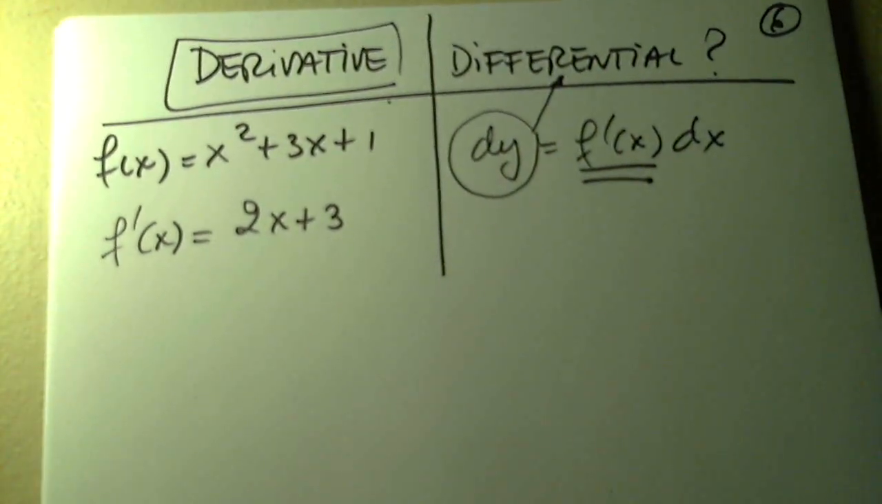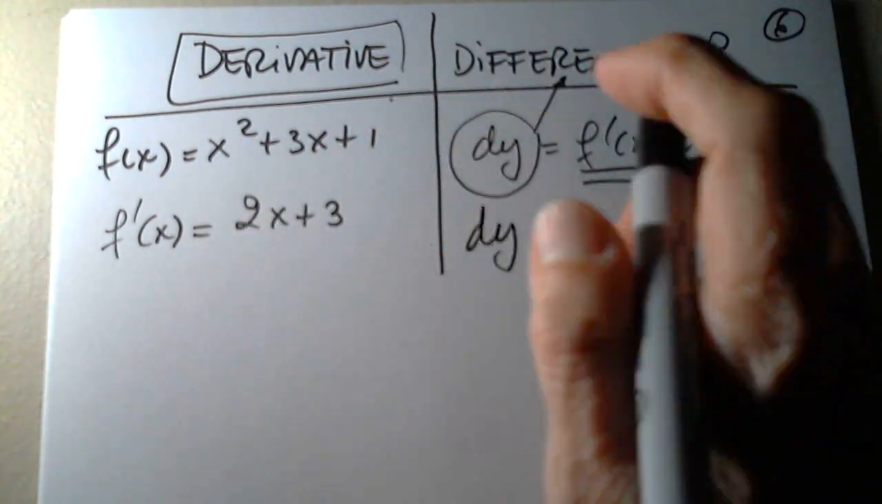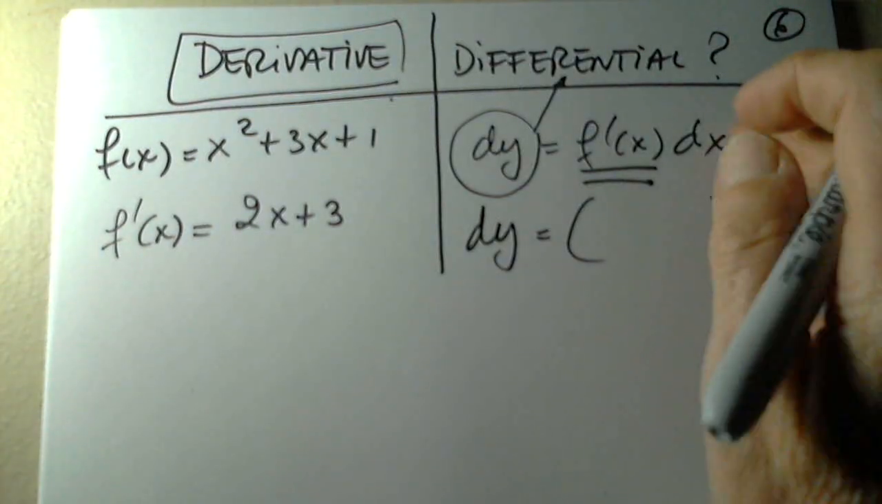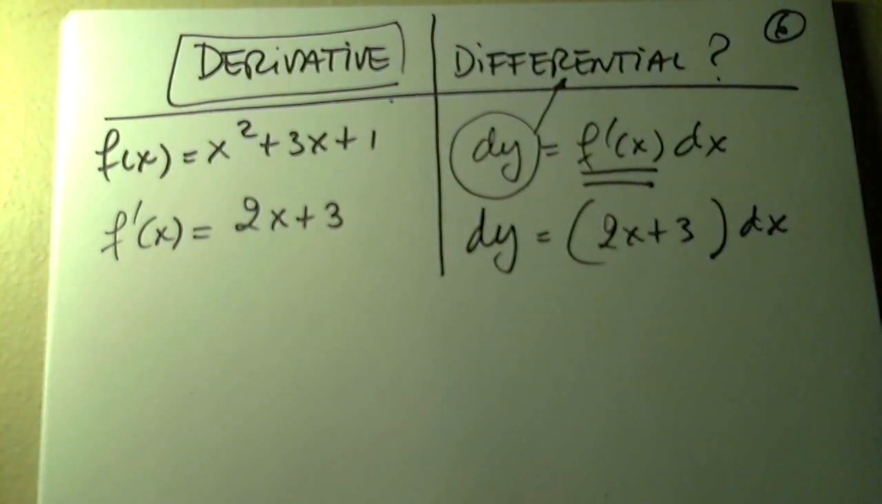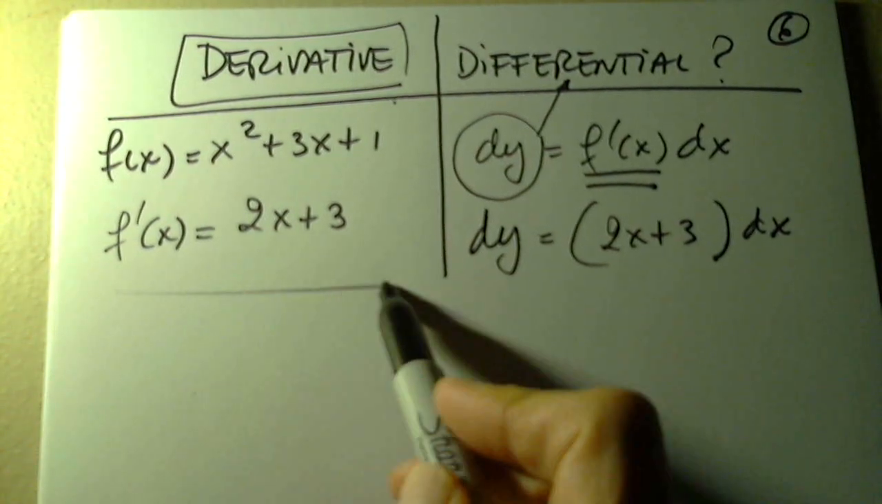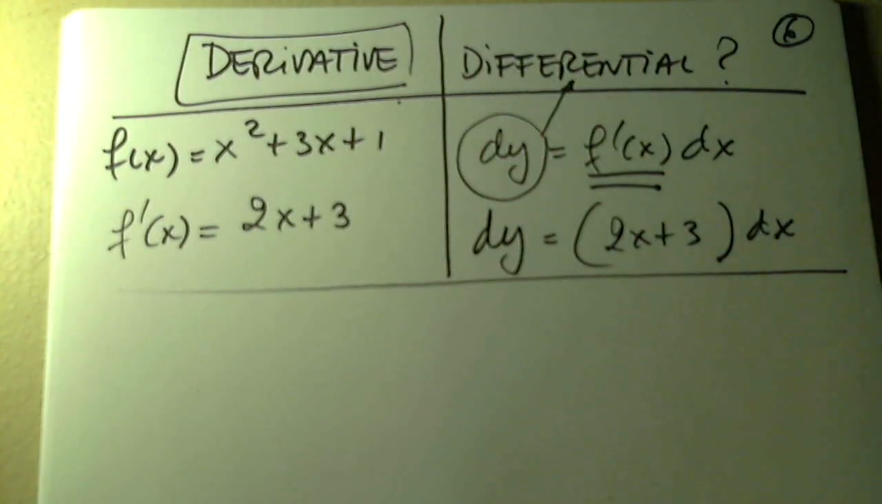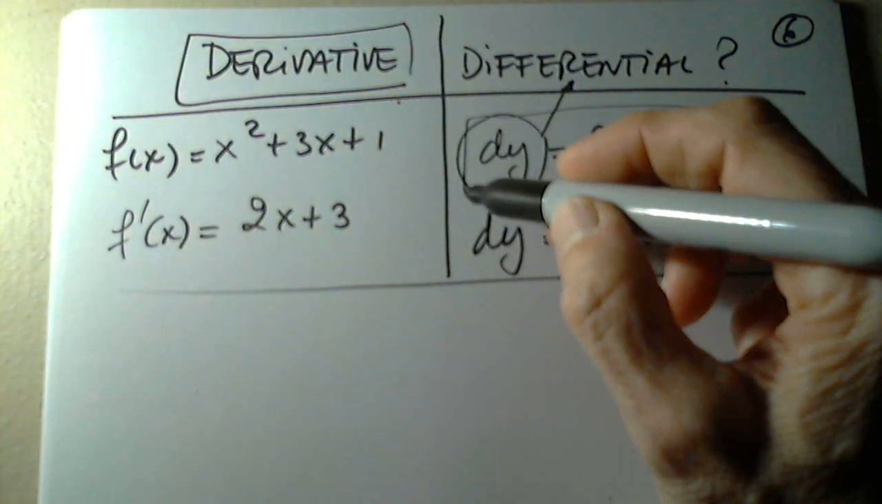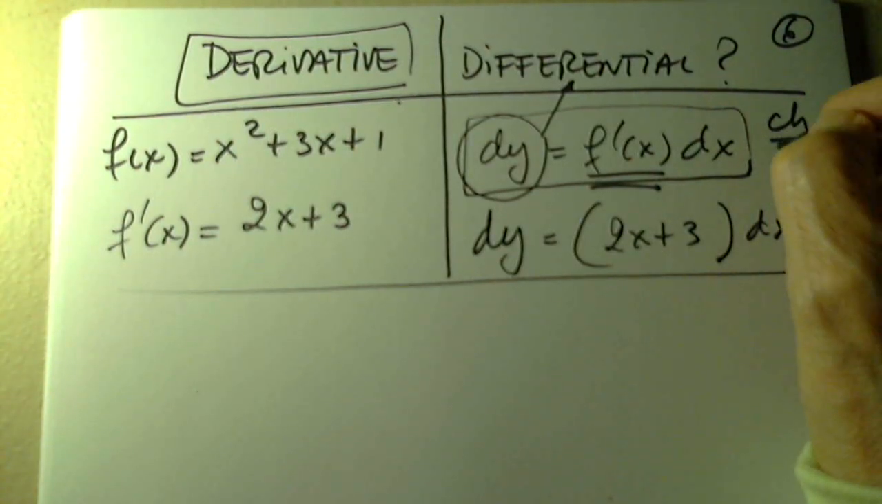So if that's the case, then dy will be the same thing, but in parentheses and multiplied by dx. So please understand that these are not the same thing. The derivative of the function and the differential of the function are different. Now, why am I making such a big fuss out of this? Because chapter 4 is based on this concept.